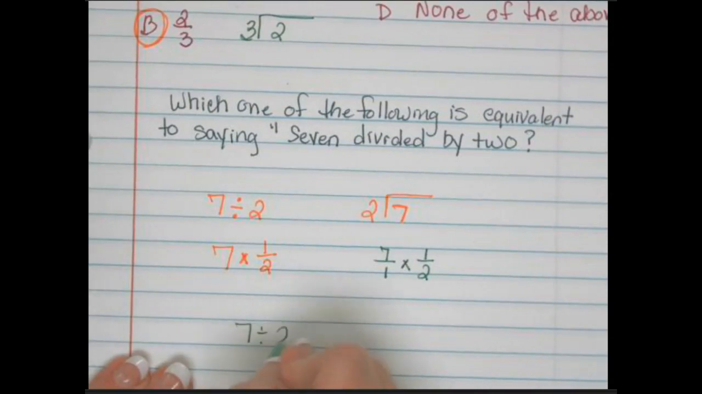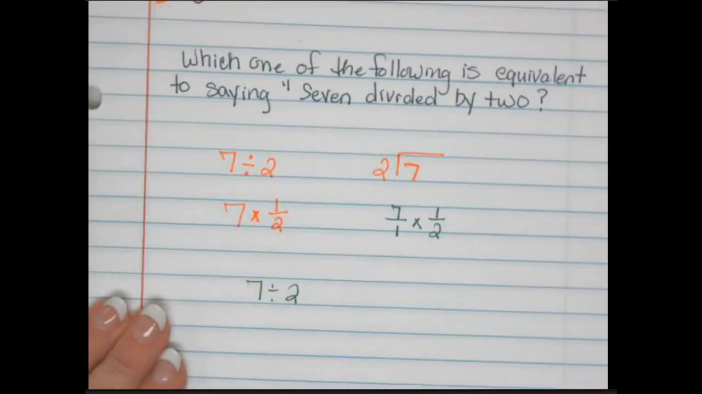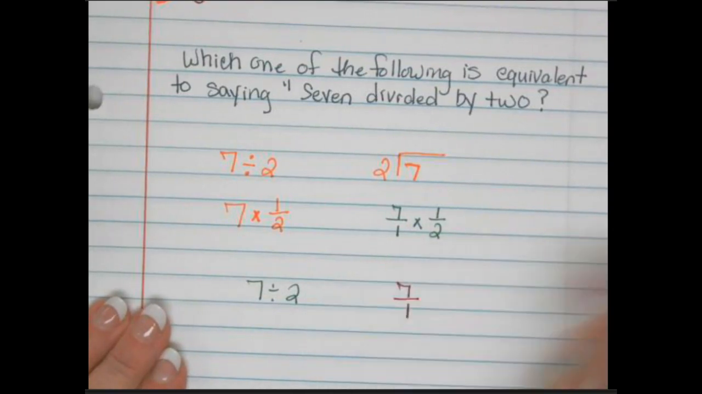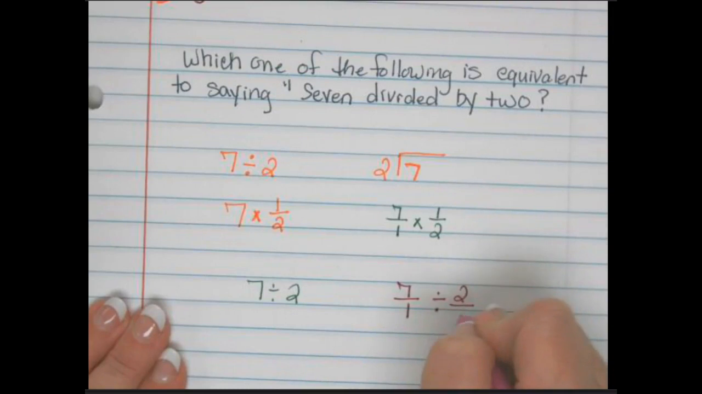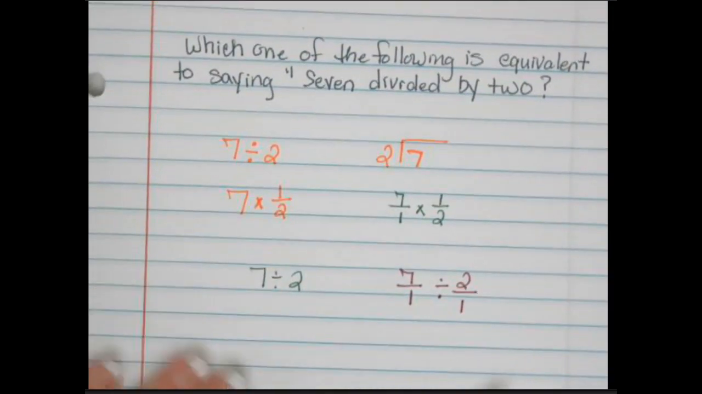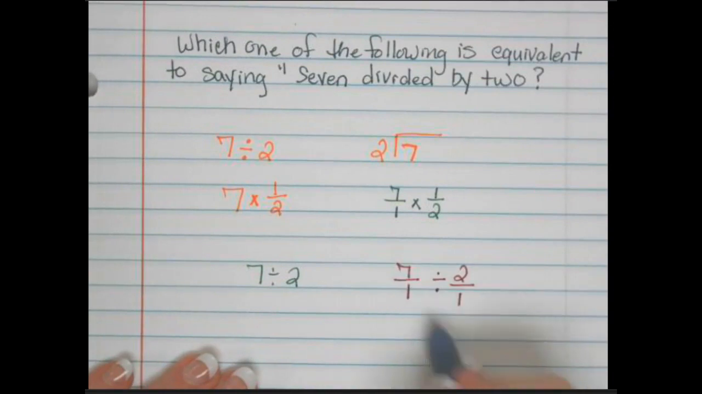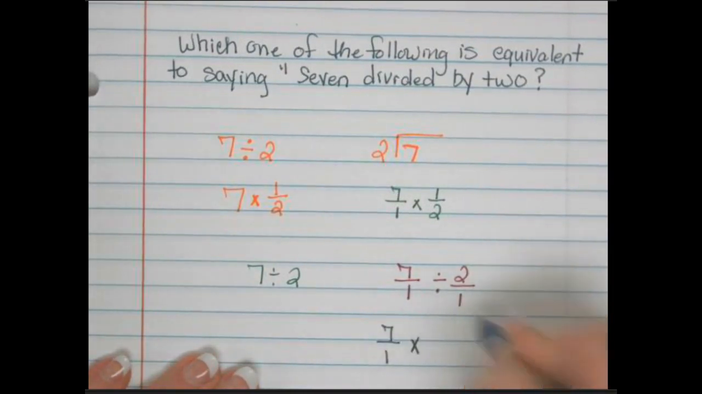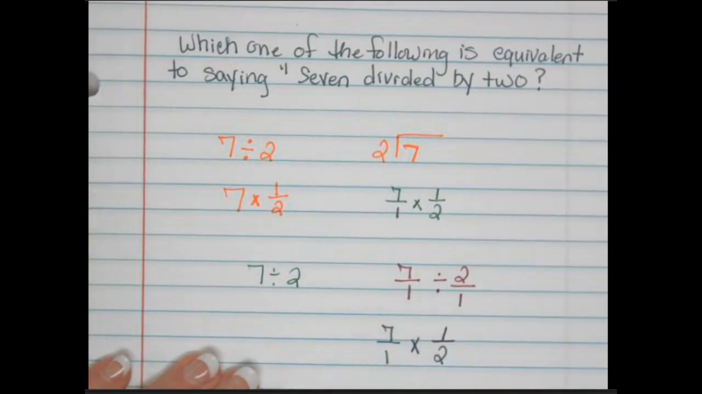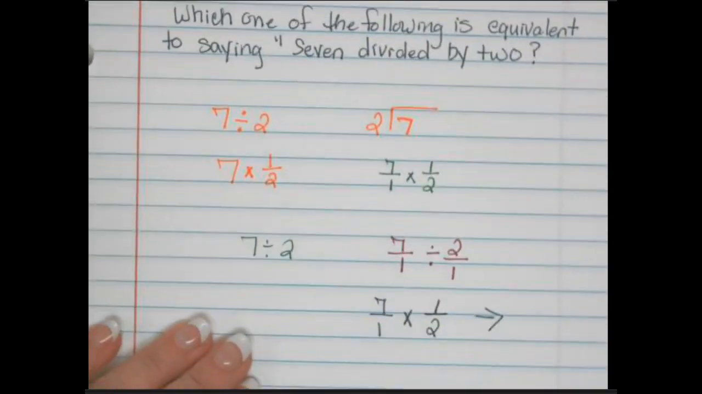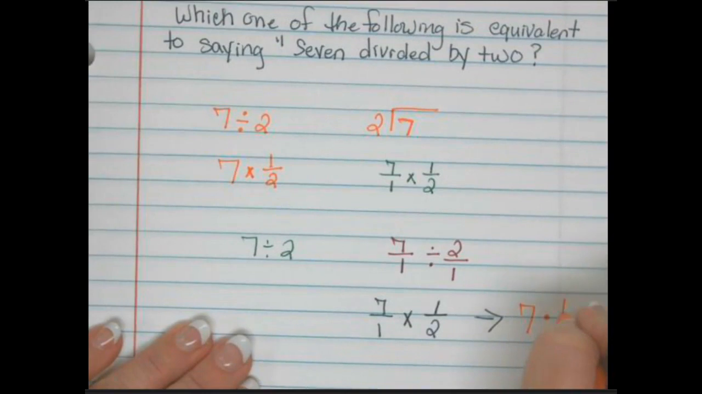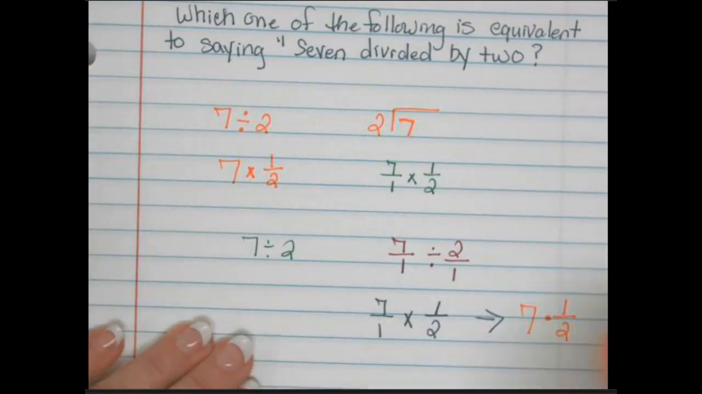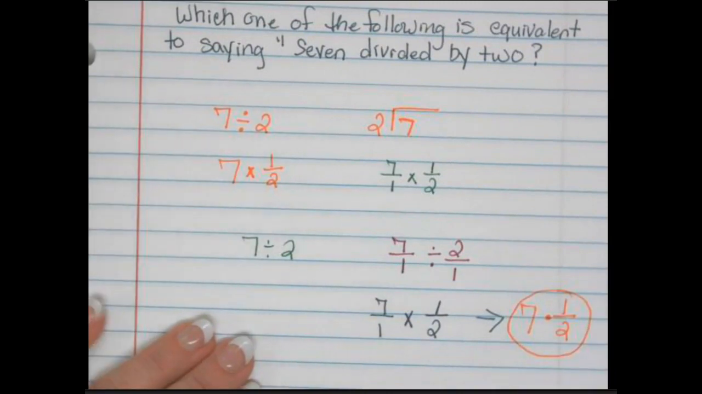7 divided by 2. If I put both of them as fractions, I will do 7 over 1 divided by 2 over 1. When we are dividing fractions, we multiply by the reciprocal. 7 over 1 times the reciprocal, 1 over 2. So in turn, this is 7 times half. So 7 times half is one way to write it.